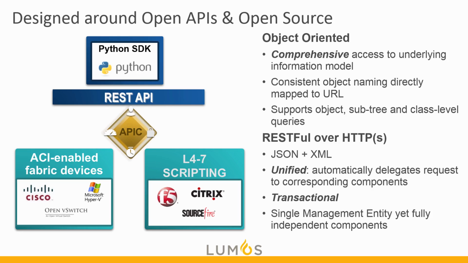We have many ACI-enabled fabric devices, such as Microsoft Hyper-V, Open vSwitch, as well as L4 through 7 scripting ability for F5, Avi Networks, SourceFire, Citrix. Honestly, the list continues to go on and on. Palo Alto, Checkpoint, Fortinet, you name it.